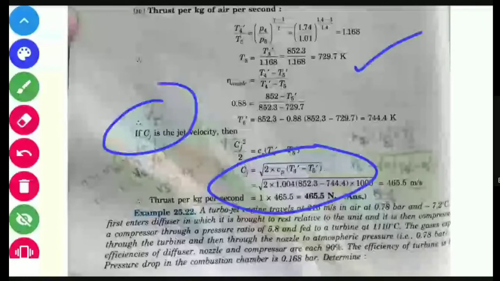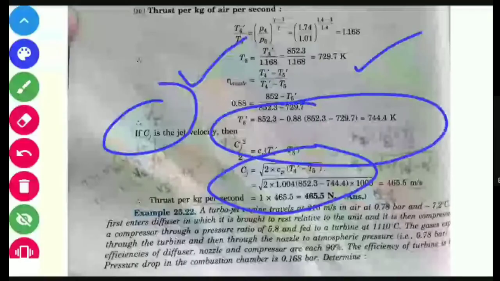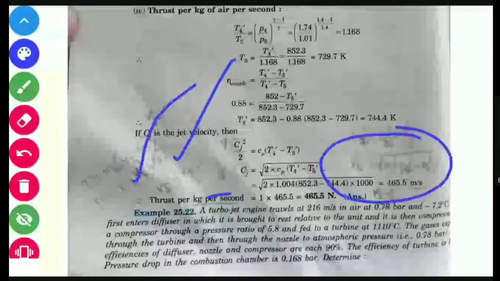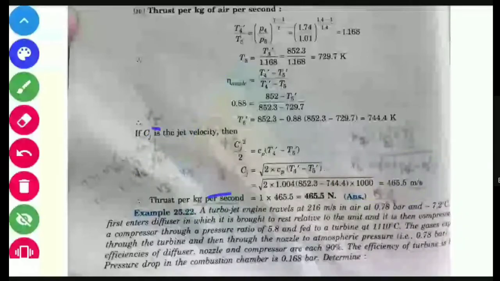Got it? Once you get the T5 value, you can substitute it in the nozzle efficiency, because the nozzle efficiency is directly given in the problem. You know all the values except T5 dash, which is the required value. Once you get T5 dash, you substitute the same value in this equation. Then you automatically get Cj, meaning Vj, meaning V5 dash. This is the thrust formula I already told you.